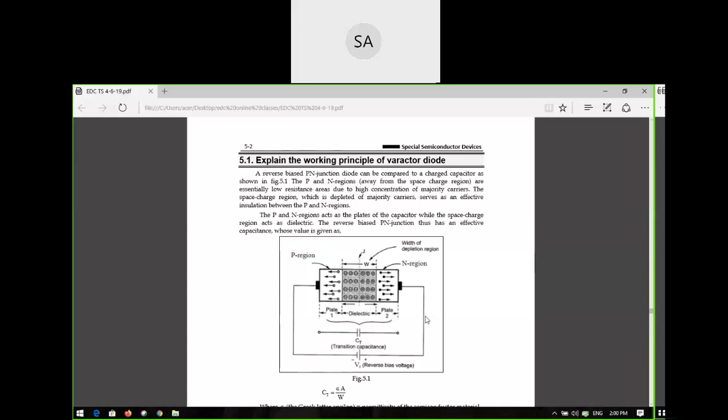So if you are increasing the junction width, you are increasing the dielectric thickness, or distance between the plates. What will happen? The capacitance value will decrease. Width will increase, capacitance will decrease. It also depends upon VR, the reverse bias voltage. If your reverse bias voltage increases, the capacitance value also decreases. So both ways you can control the capacitance effect of a varactor diode.